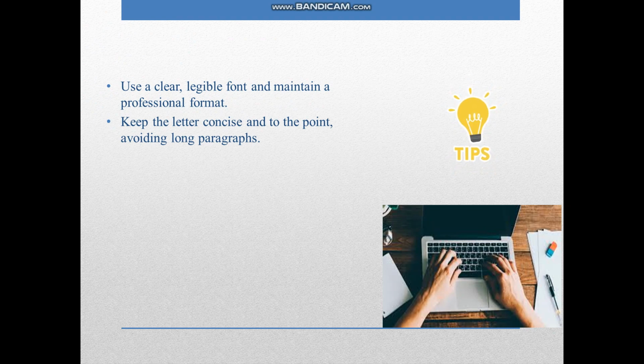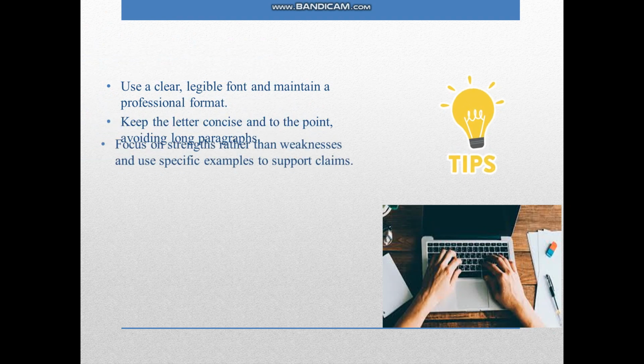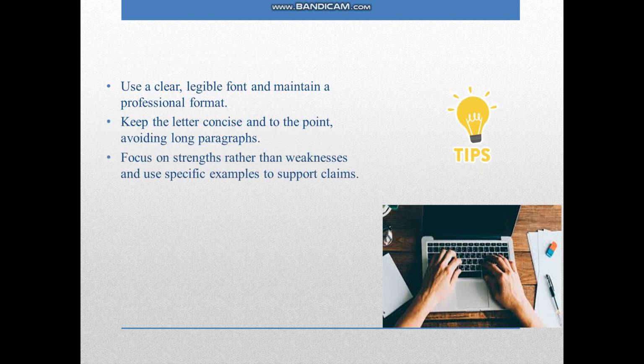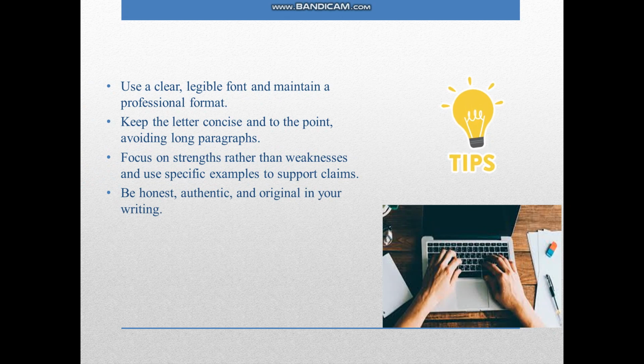Keep it straight. The next thing to do is to focus on your strengths rather than your weaknesses and use specific examples to support claims. You're going to tell them about your experiences, use examples, and focus on your strengths. Tell them that I am good at this, I am good at that. Don't talk about your weaknesses. Because why? We're going to convince somebody to choose us.